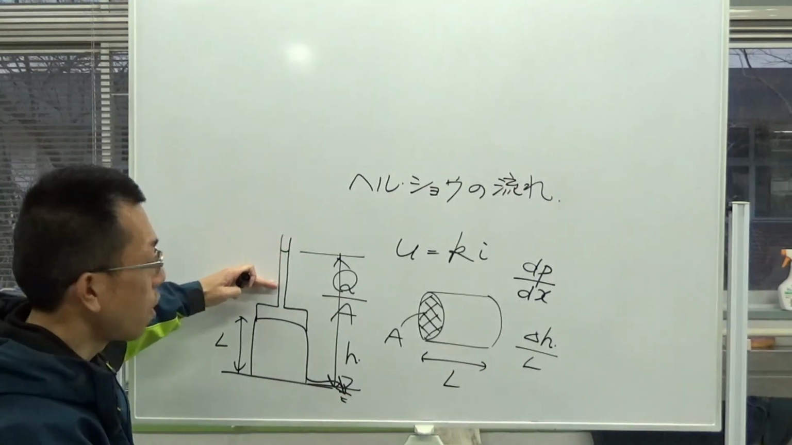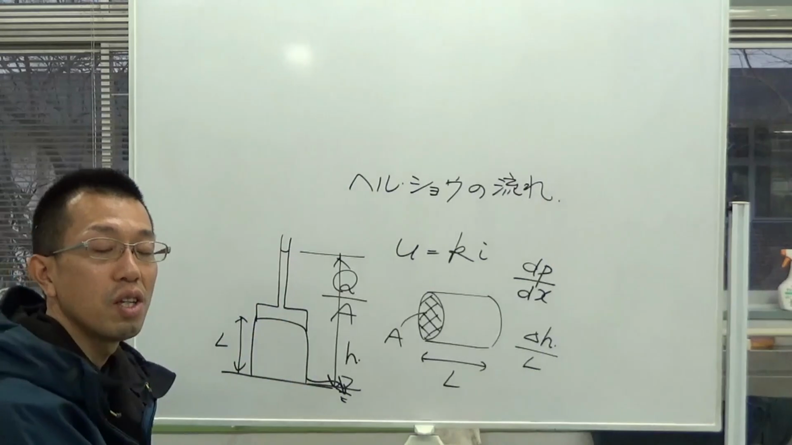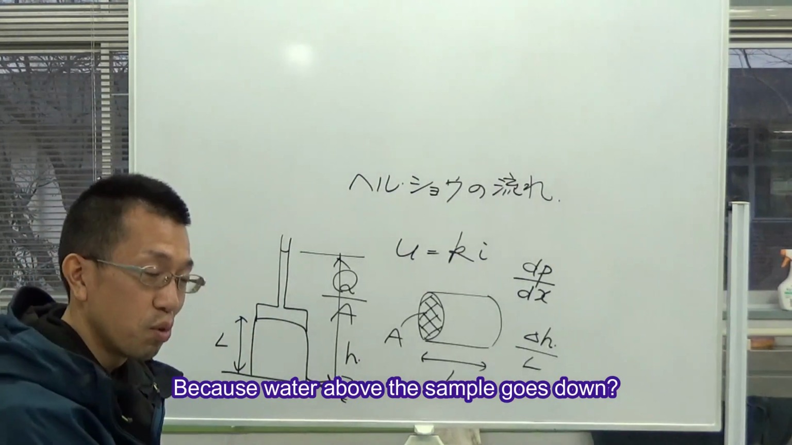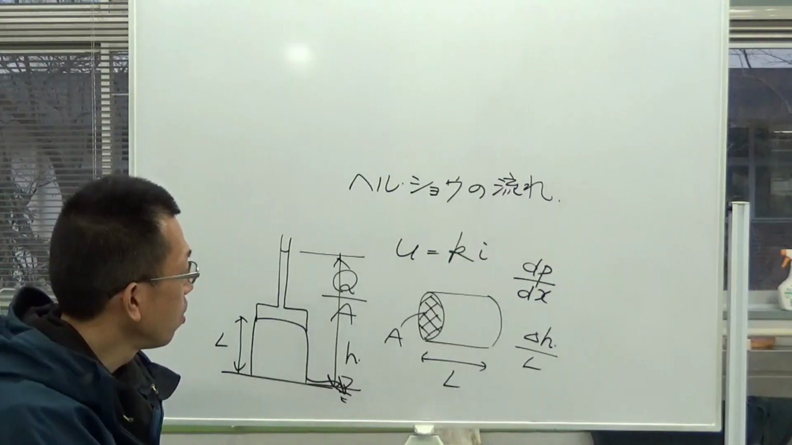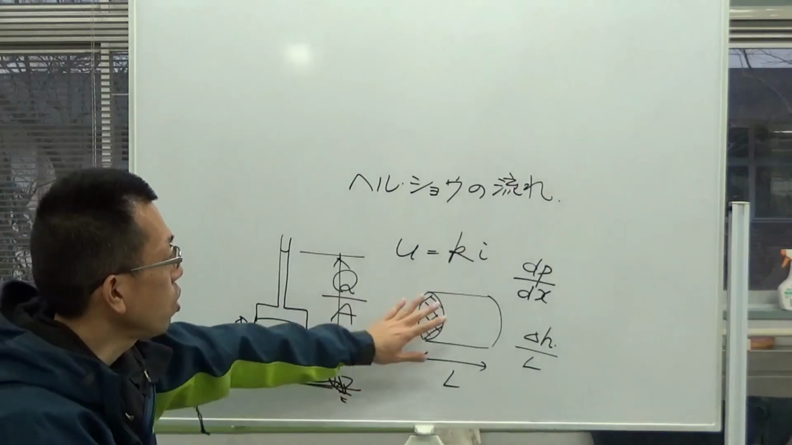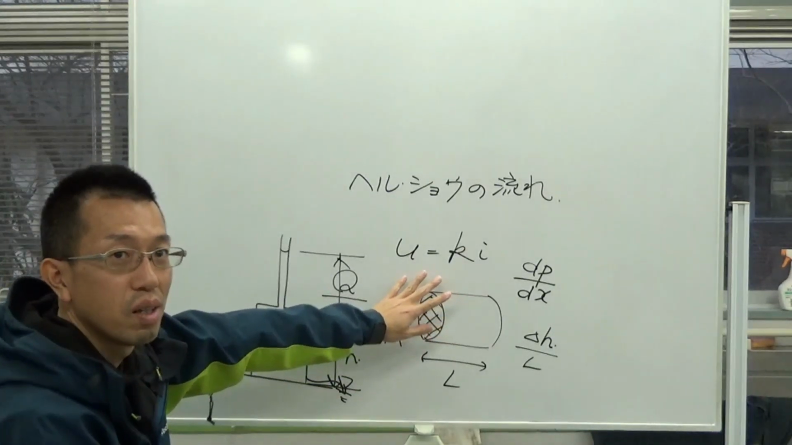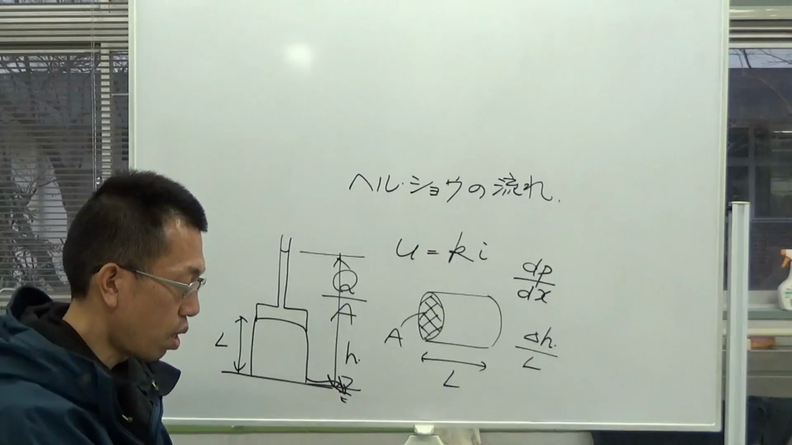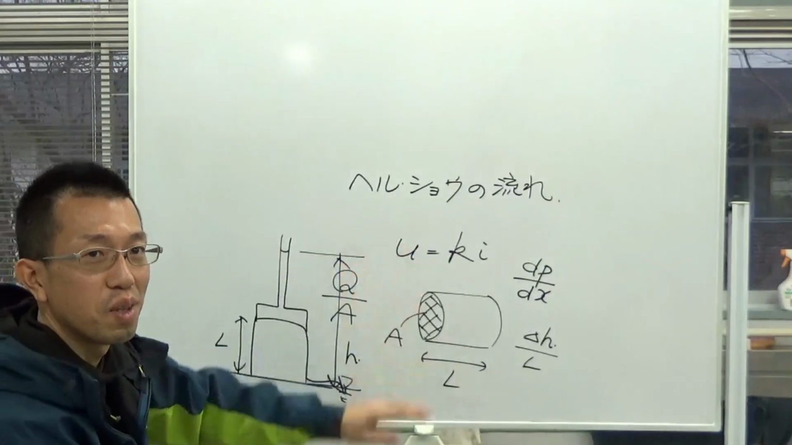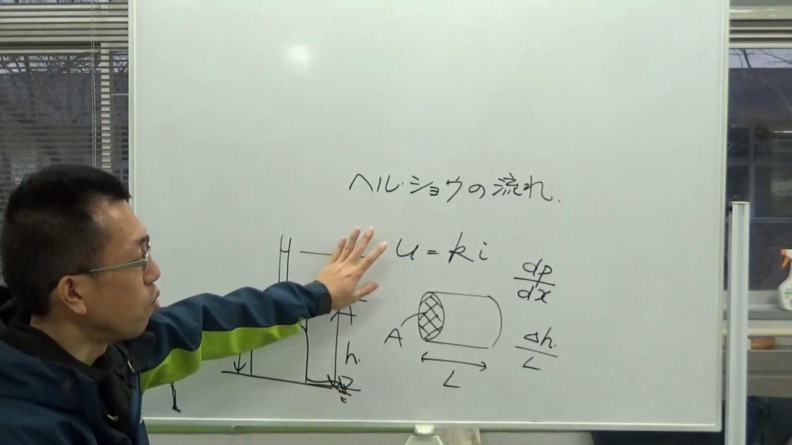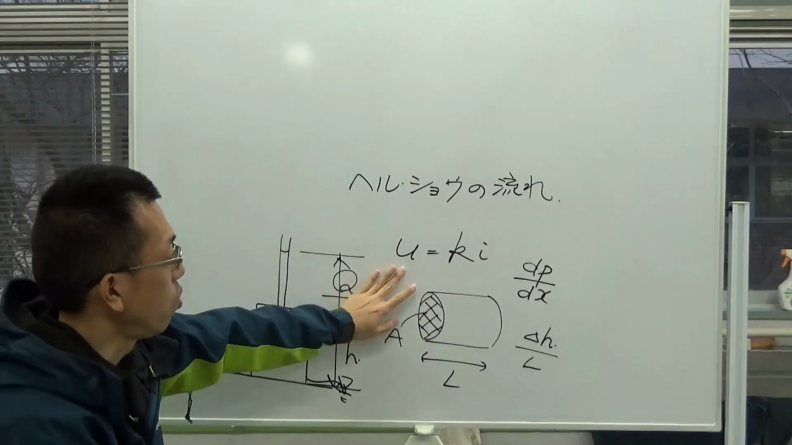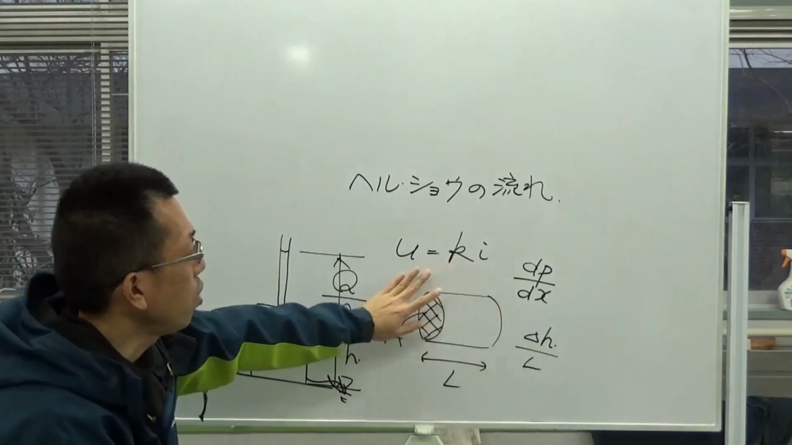高さがどんどん下がっていくから、どんどんゆっくりになっていきますよね、流れが。 Exactly. We can imagine the flow mechanisms and express it mathematically. Hele-Shaw flow is a flow in a very narrow space. It also satisfies the relationship that the velocity is proportional to a pressure gradient.